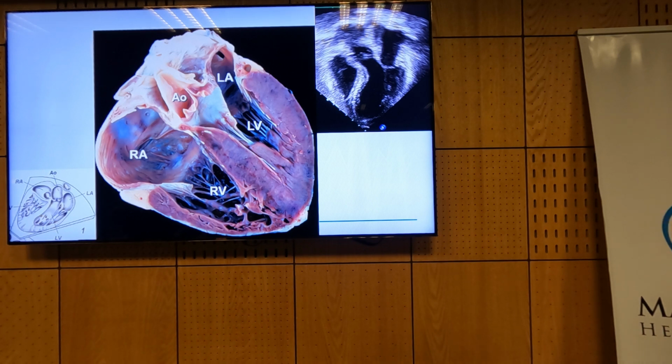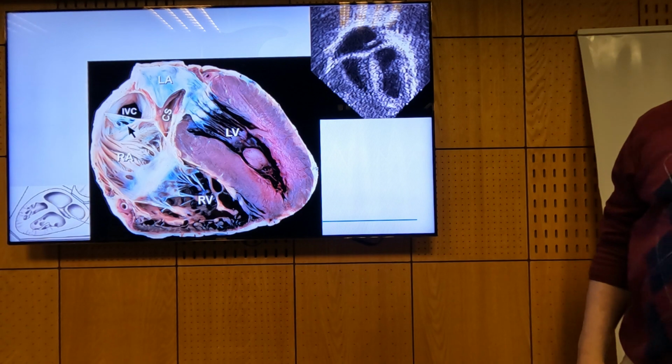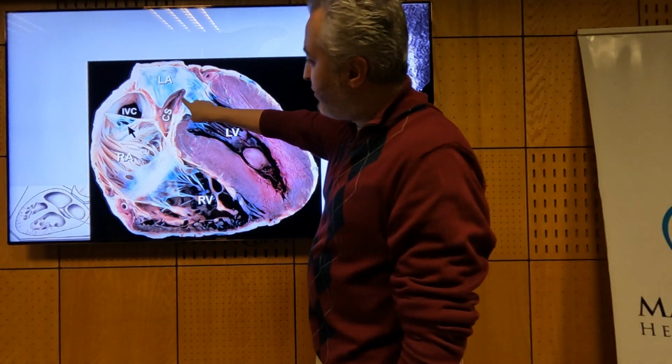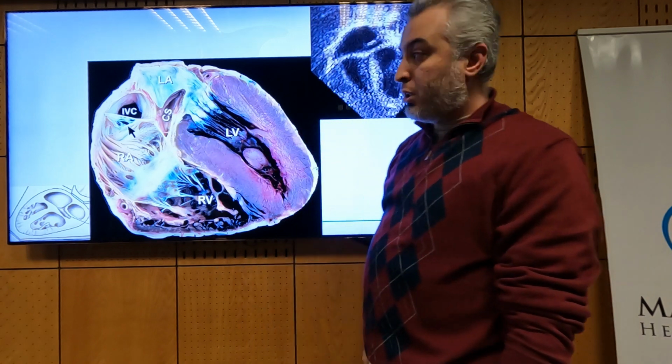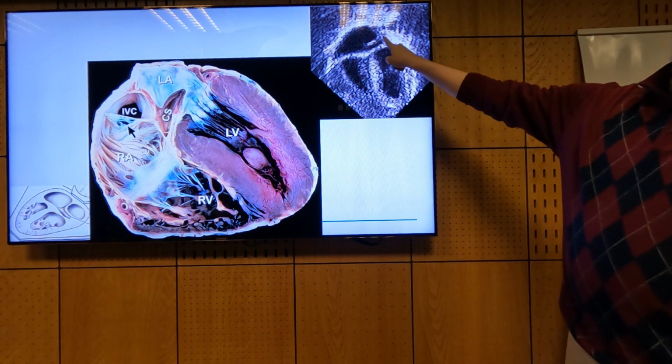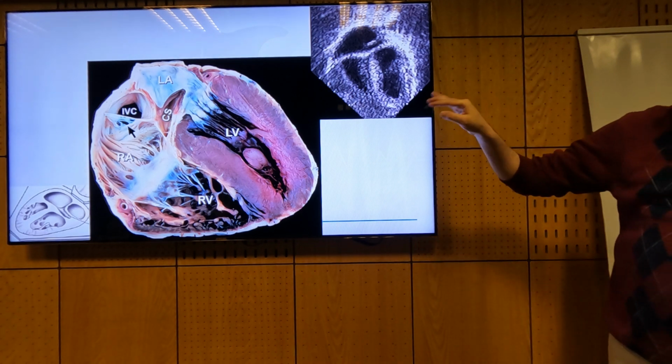On the other hand, if you go very posterior, you go towards the coronary sinus, and then you can find the coronary sinus behind the left atrium in the left AV groove. So you can get the coronary sinus here. So these are the variants from the 4-chamber view, anteriorly and posteriorly.